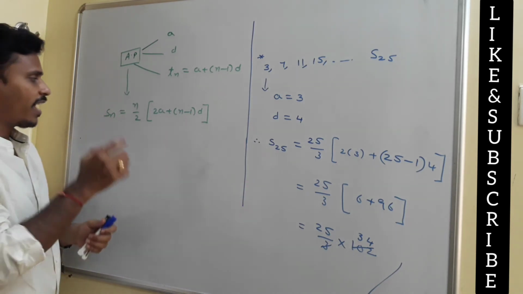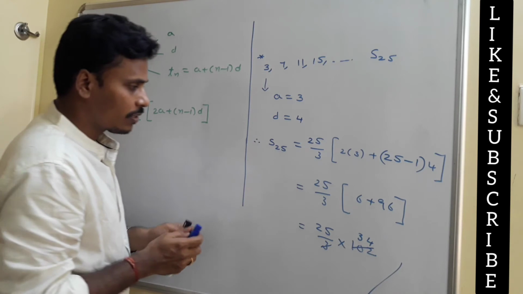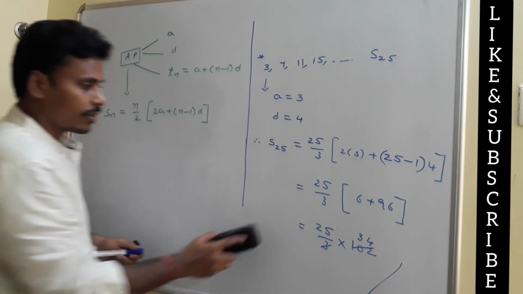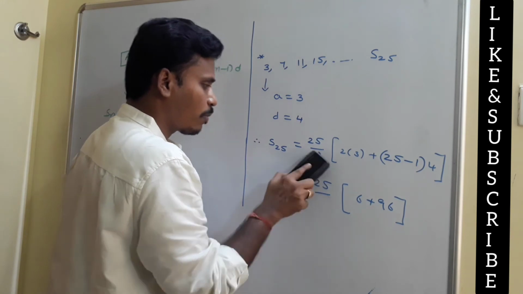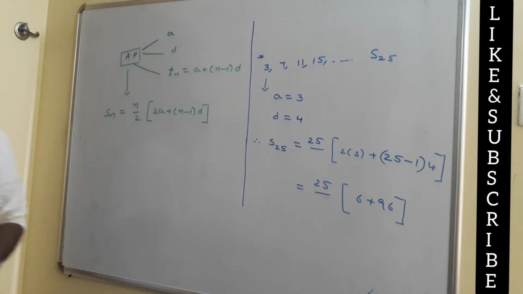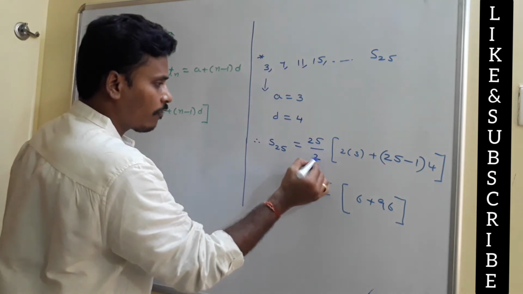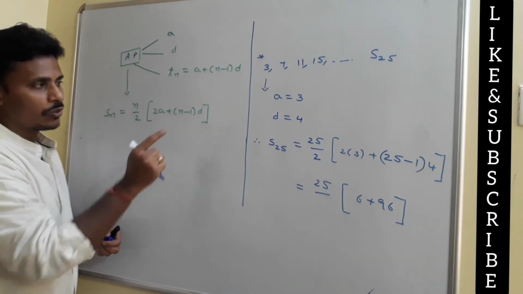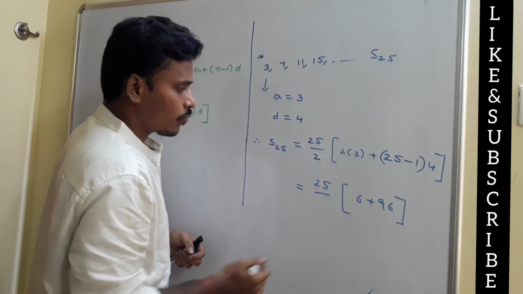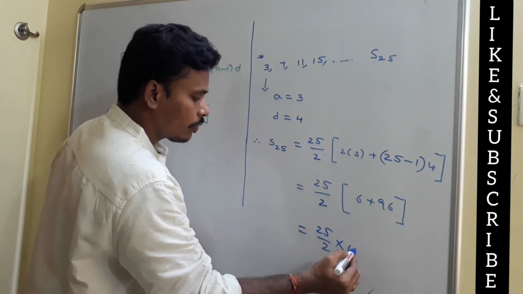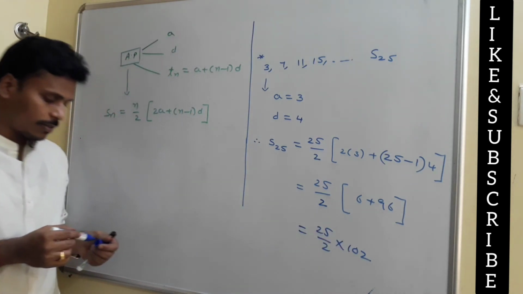Okay, I need to utilize n by 2, right? Sorry guys, this is a force of habit. So as 25, n by 2 times 2a plus n minus 1 into d. 25 by 2 of 2a, 2 3s and then 25 minus 1 times the 4. Right. So that is equal to 25 by 2 times, and so on. So go with further simplification.